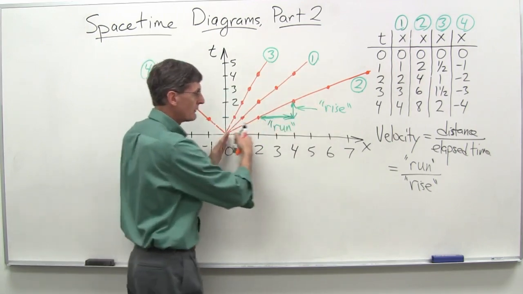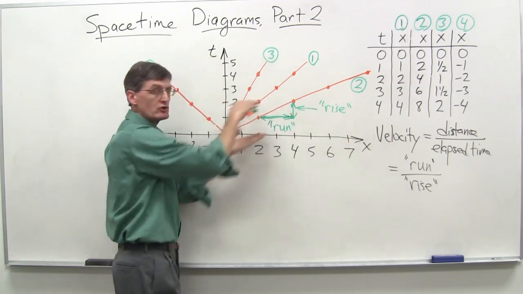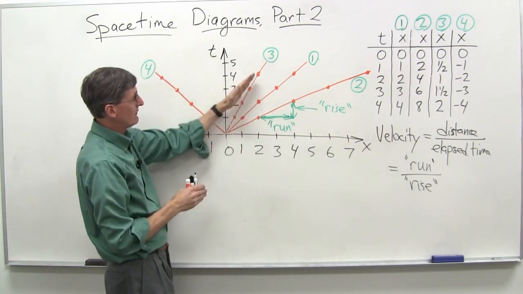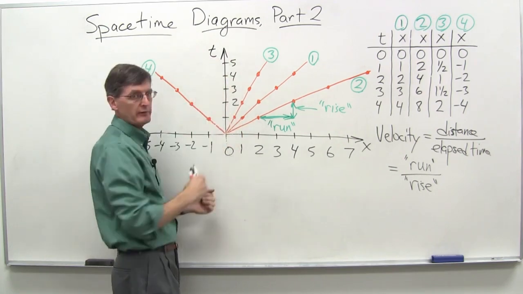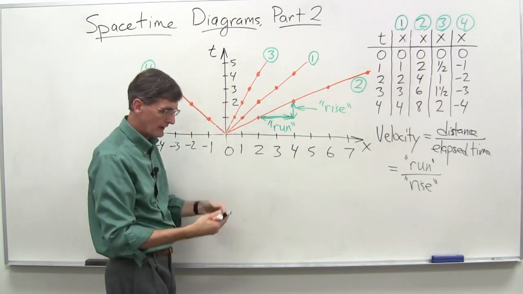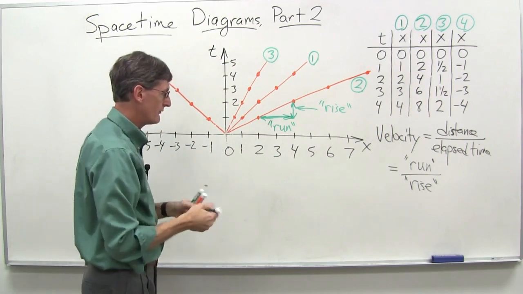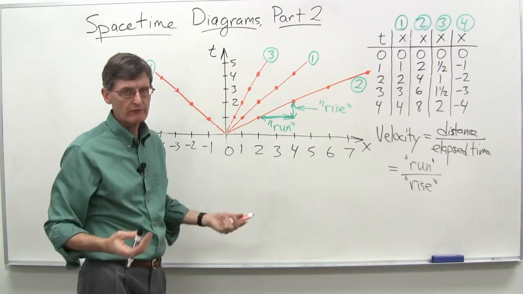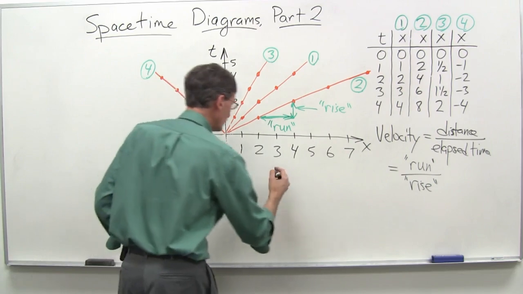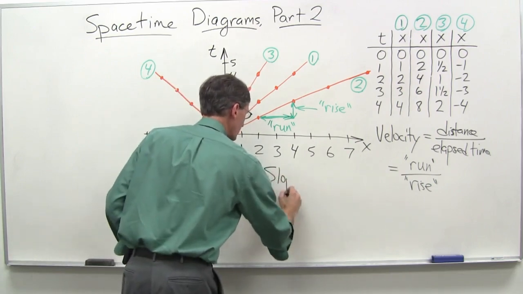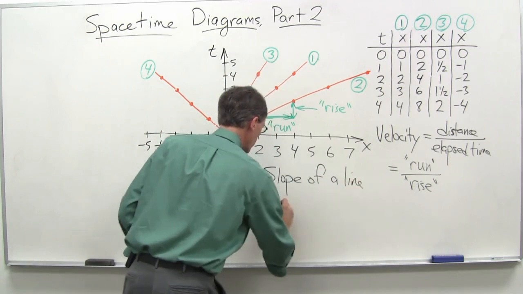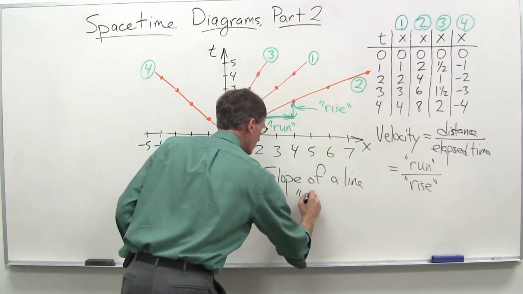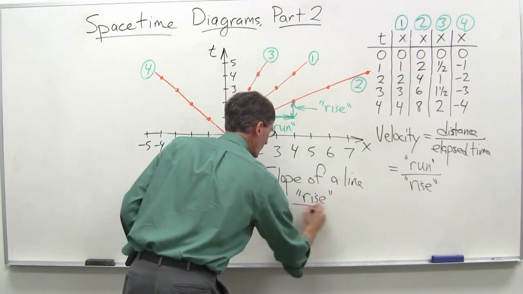velocity because you're covering more ground in a shorter amount of time. Whereas if you have a steep slope, you're covering a short amount of ground in a longer period of time, so the velocity is less. And just to remind you, the first definition of slope you probably learn is that the slope of a line equals rise over run.